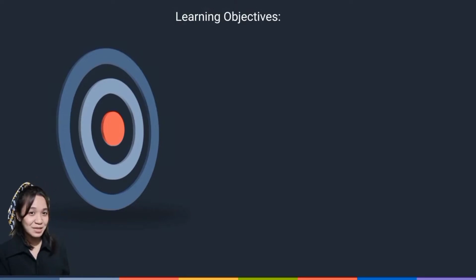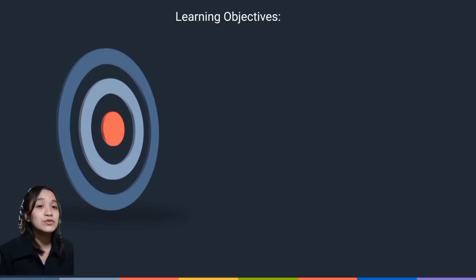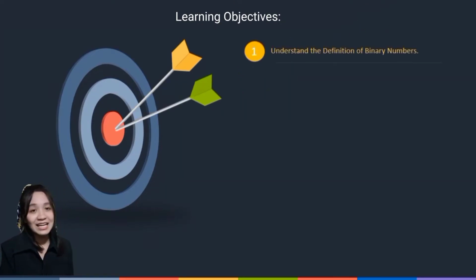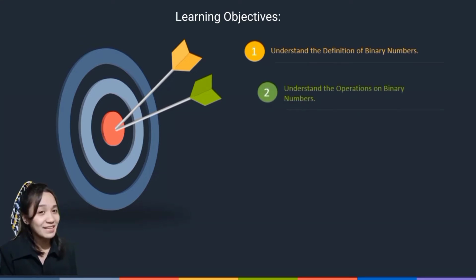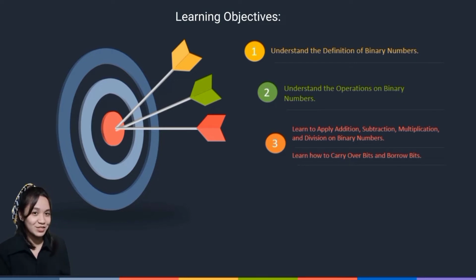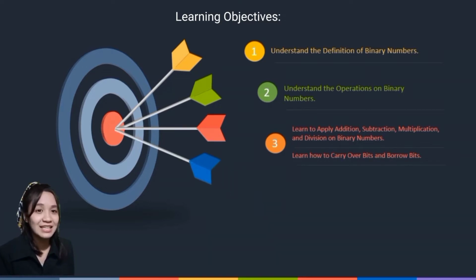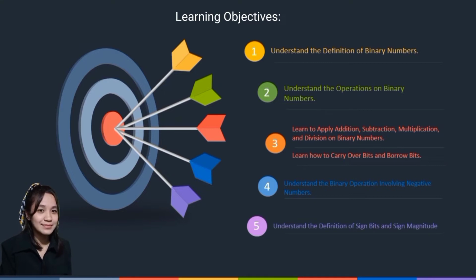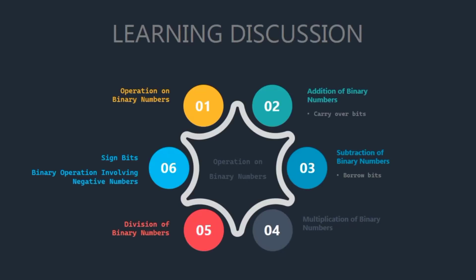Here are the learning objectives. At the end of this lesson, the student should be able to understand binary numbers, understand the operations on binary numbers, learn how to apply addition, subtraction, multiplication, and division on binary numbers, learn how to carry over bits and borrow bits, understand binary operations involving negative numbers, and lastly, understand the sign bits and the sign magnitude. Here is the learning discussion.